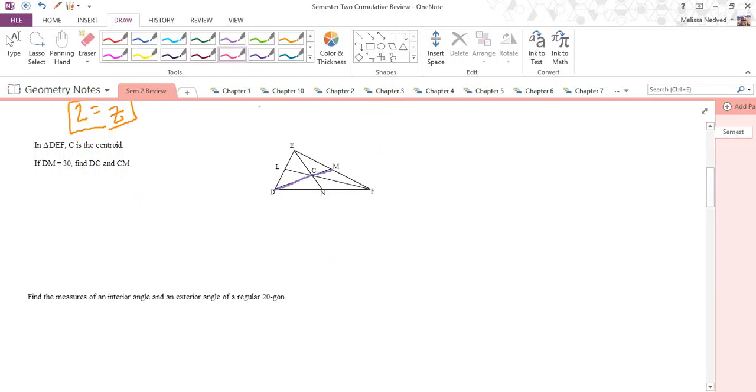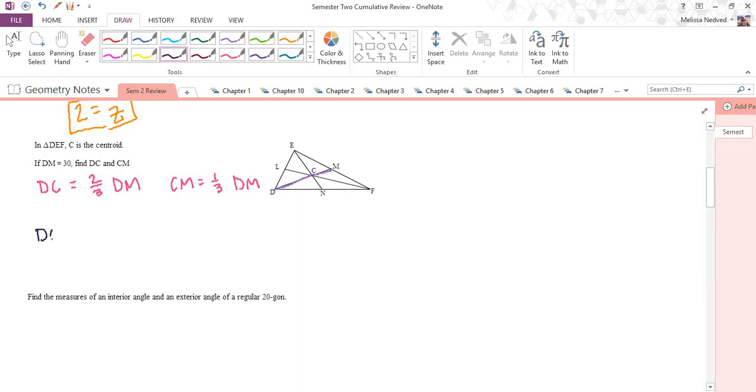From the vertex to the center, so DC, is going to be 2/3 of that full length. So 2/3 the length of DM. And now DC is 2/3. That means that CM is the remaining 1/3 of that full length DM. If you can remember that, 2/3 and 1/3, the rest is just going to be a plug and chug.